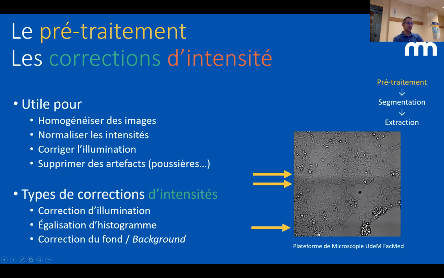This is an example of tiling. It's when you take 4 pictures and you tile them together, you stitch them together, and you see that if you don't have a correct illumination, you can have this kind of band that appears in between. If you want to avoid that, you have to do the shading correction or the illumination correction.